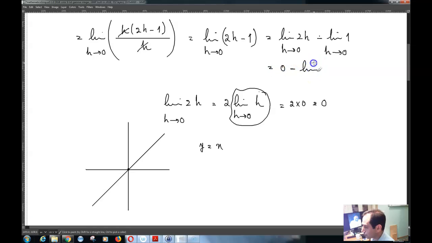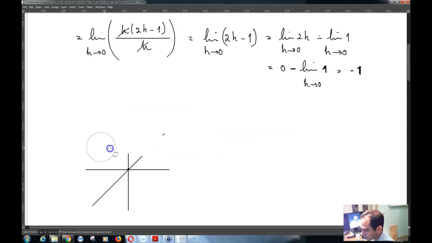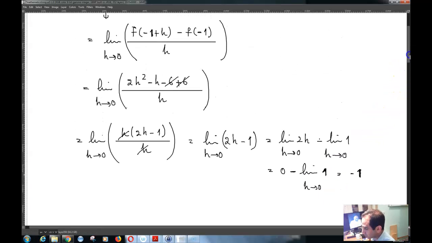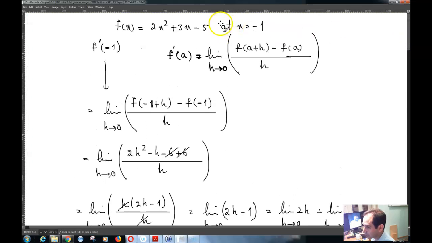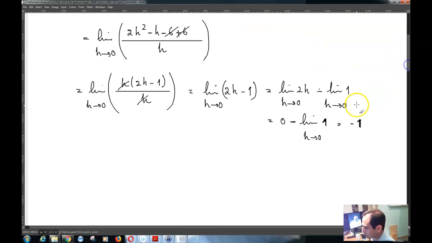0 minus the limit of 1 as h tends to 0, and that is equal to -1. There is a negative sign over here, and the limit of 1 as h tends to 0 is equal to 1. So that is -1. So your limit over here is -1, I suppose. So that is -1, and then the next part of this question is, so what this means is that the slope of this function at x equal to -1 has to be -1, and we will see about that, how that happens.